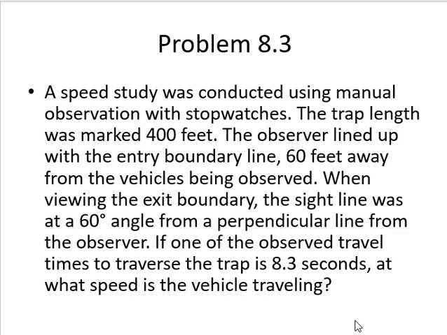When viewing the exit boundary, the exit point, the sight line was at a 60-degree angle. How do you measure that angle? They use a theodolite light. They put a theodolite light where the observer was supposed to stop, and they measure the angle from a start point. Just trust me, there's something which we call a theodolite light, and from there we can measure the angle.